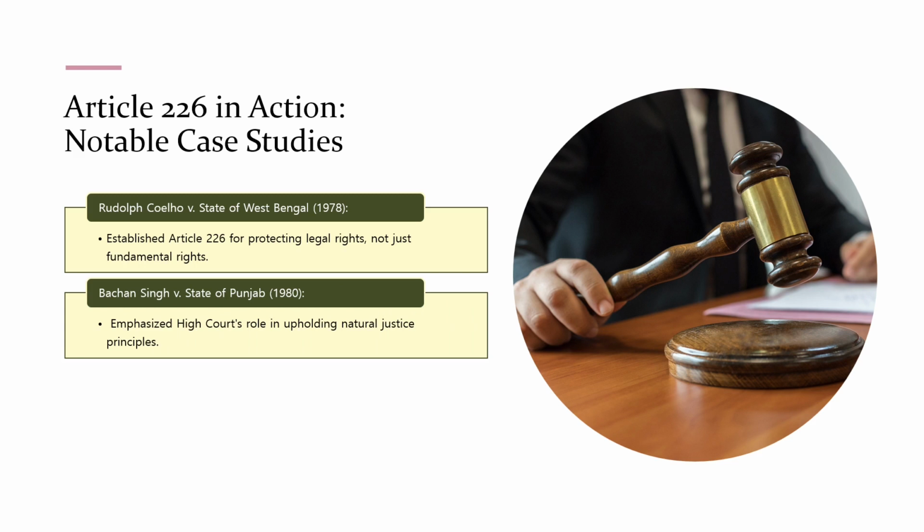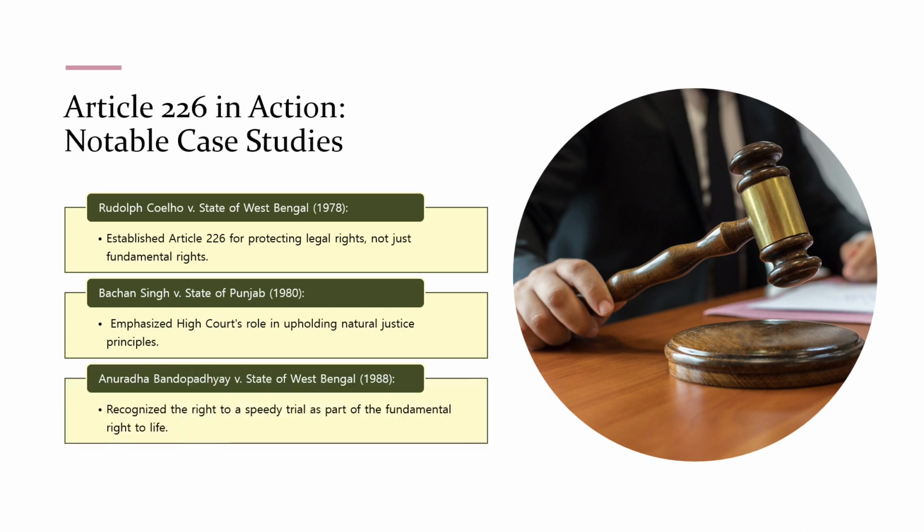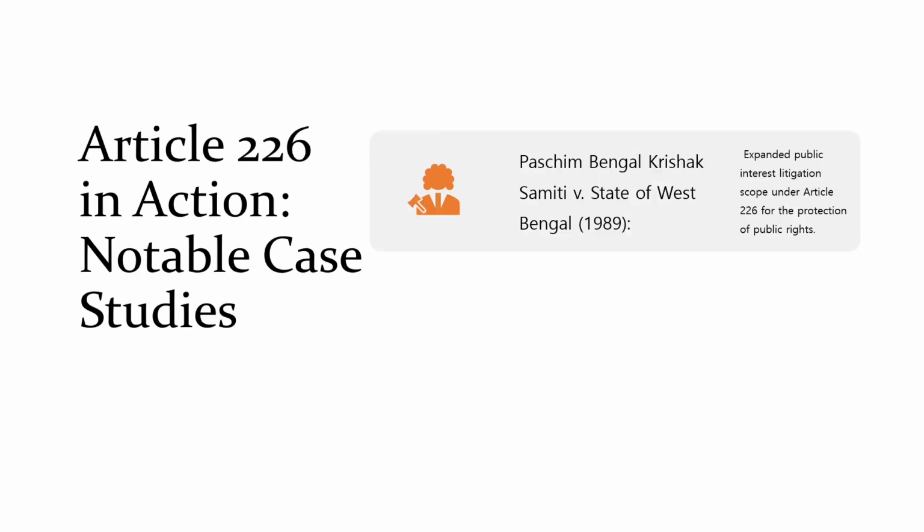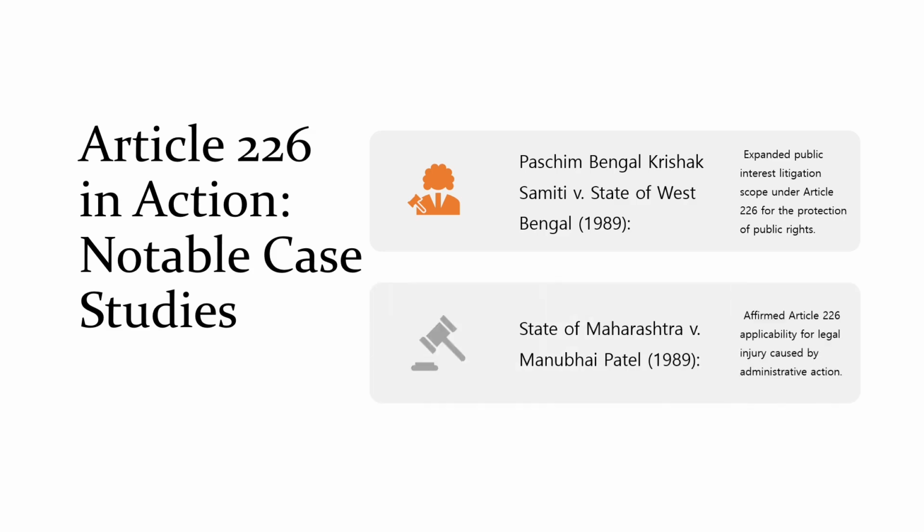This case highlighted the importance of natural justice principles and emphasized the High Court's power to intervene when these principles are violated. Anuradha Bandyopadhyay versus State of West Bengal, 1988. This case recognized the right to speedy trial as an integral part of the fundamental right to life and personal liberty. Paschim Bengal Krishak Samiti versus State of West Bengal, 1989. This case expanded the scope of public interest litigation, allowing public-spirited individuals to seek relief under Article 226 for the protection of public rights.